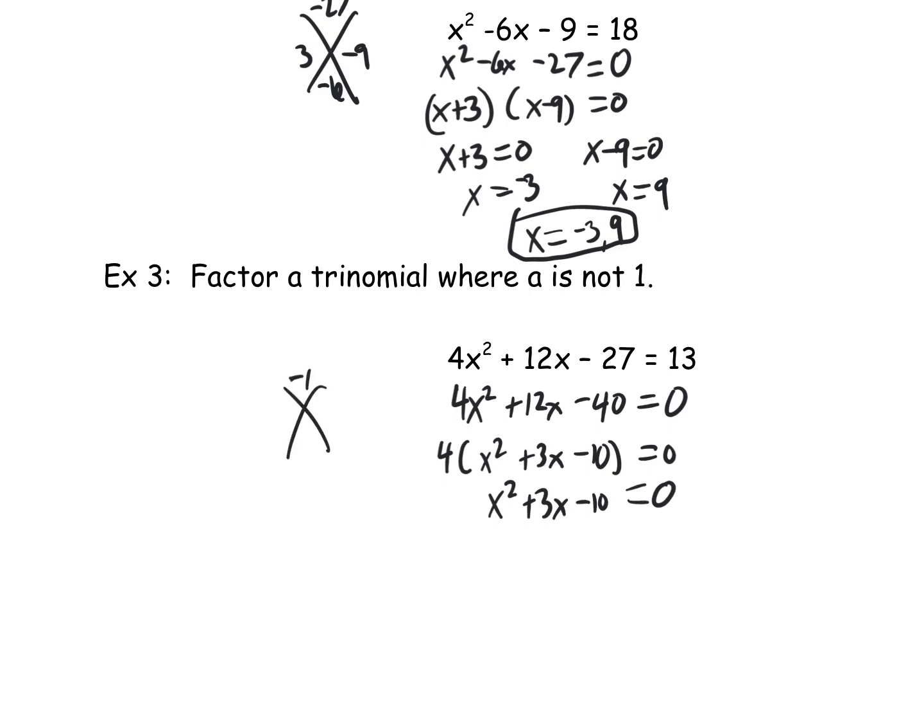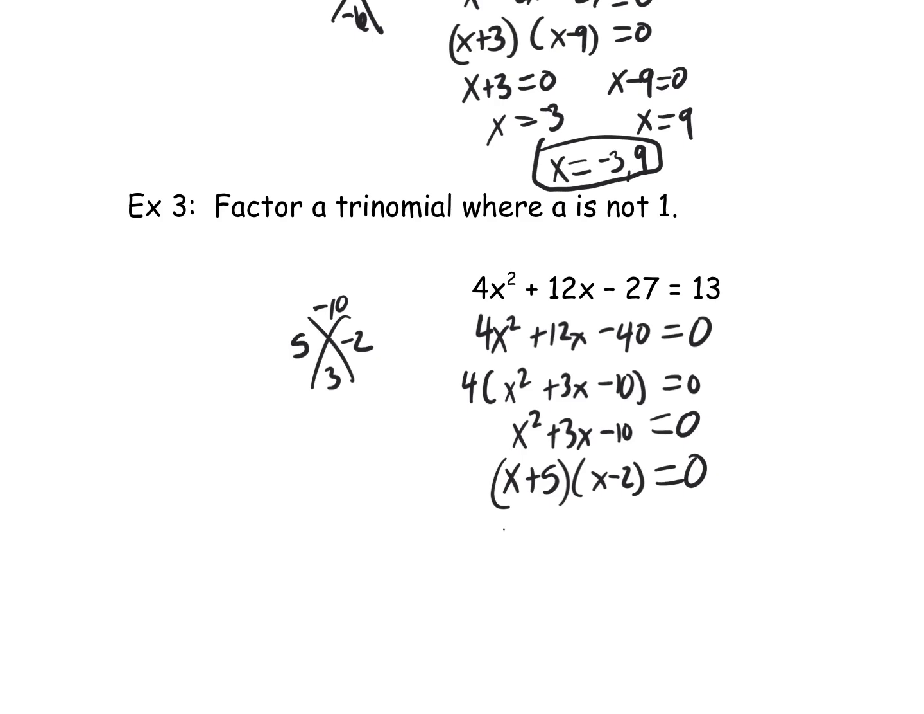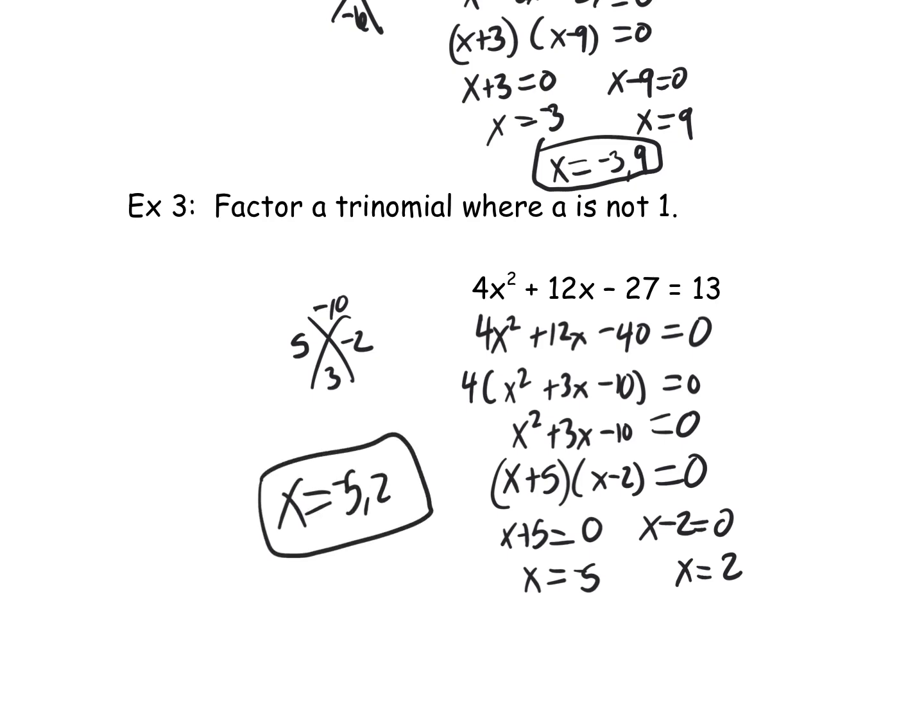So negative 10 goes on top, 3 goes on bottom. So I'm looking for numbers that multiply together to equal negative 10 and add together to equal positive 3. So that's going to be 5 and negative 2. So x plus 5 and x minus 2. So that means that x plus 5 equals 0, x minus 2 equals 0, so x is negative 5, and x is positive 2. So those are my solutions. X is negative 5 and 2.